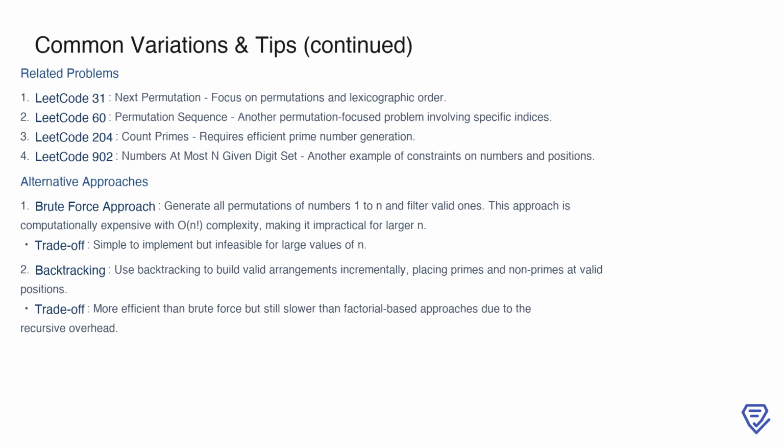As for alternative approaches, you might consider brute force, where you generate all permutations of numbers from 1 to n and filter out the valid ones. While simple to implement, this approach has a factorial time complexity, O(n!), which becomes impractical as n grows. A more refined method is backtracking, where you incrementally build arrangements, ensuring primes and non-primes are placed correctly. While backtracking is more efficient than brute force, it still carries a significant overhead due to its recursive nature.